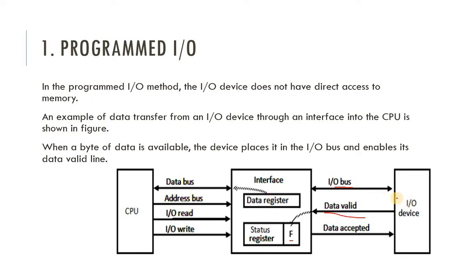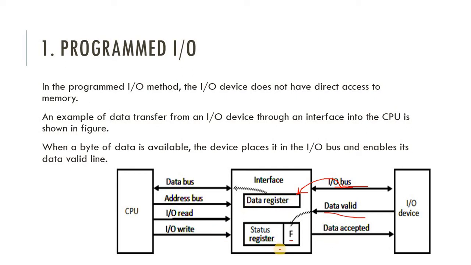Now suppose the IO device sends some data with the help of the keyboard, so that is transferred onto the data bus. This data bus will transfer the data to the data register, so it is stored in the data register. After some time the data valid signal will be received by the input output interface. Now the IO interface makes sure that the data is valid data.